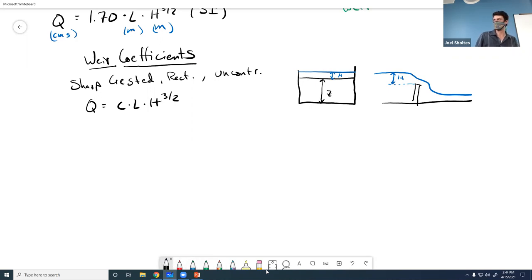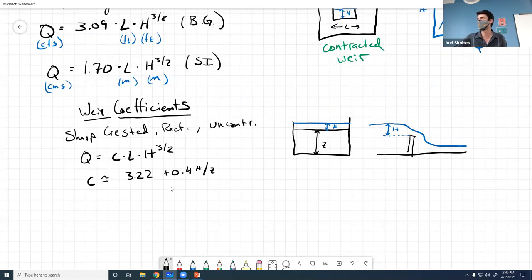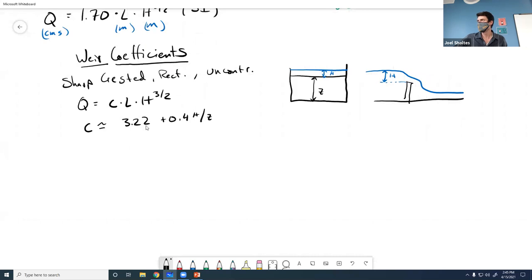So given that generic equation, C is approximately 3.22 plus 0.4 H over Z. Okay, so if you look back at the ideal equation, you have 3.09. Here, we have to actually account for the fact that there's going to be some energy losses and velocities related to the ratio of the flow depth over the Weir and the actual height of the Weir, right? So the taller the Weir is, the closer we get to kind of ideal conditions where the velocity is below, but we also have to account for energy loss. And so this is BG. And then C is equal to, for SI, 1.78 plus 0.22 H over Z.